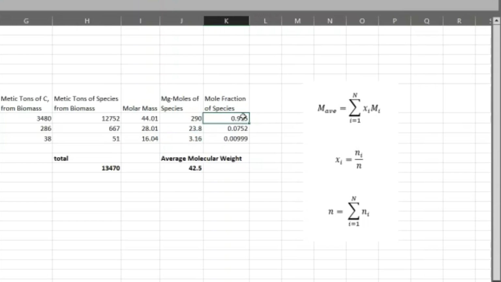Then in order to calculate the mole fraction, you take the number of moles of the species and divide it by the total number of moles. The average molecular weight is then calculated by taking the sum product of the molar mass of each species multiplied against the mole fraction of each species. So the average molecular weight of the gases resulting from the burning of biomass is 42.5 grams per mole.